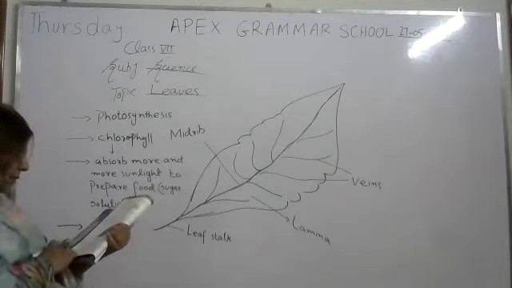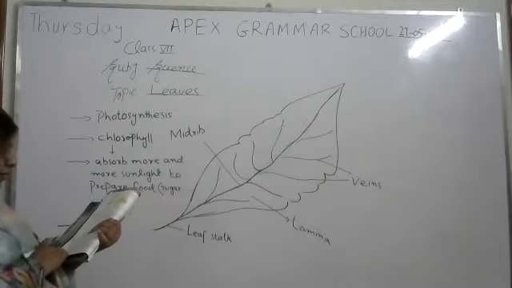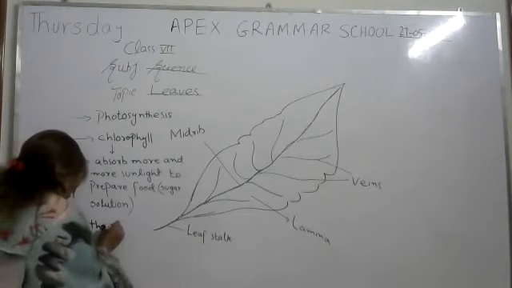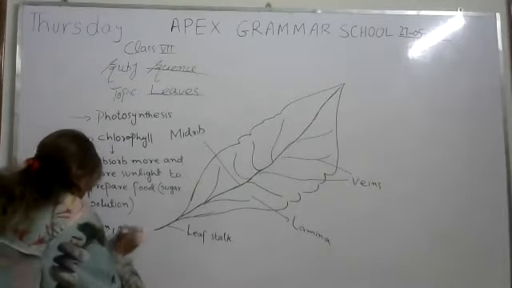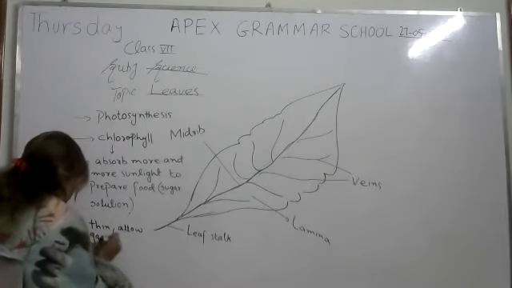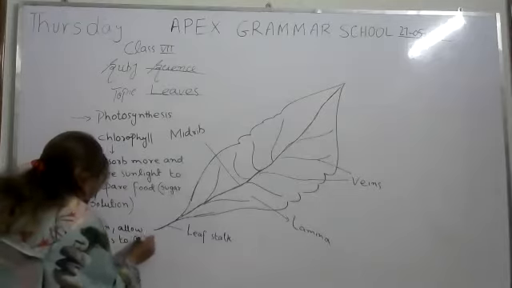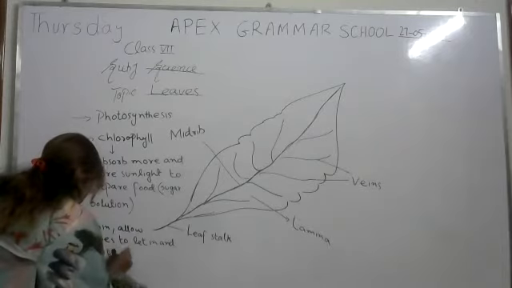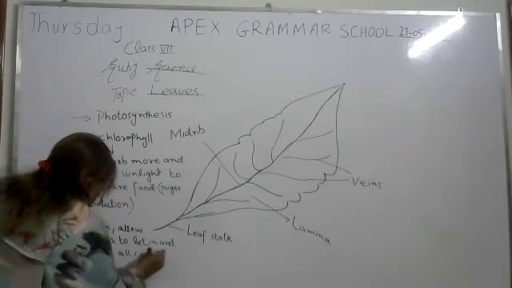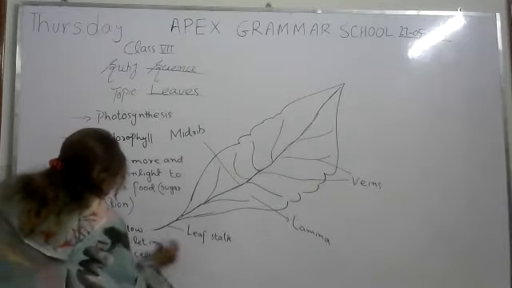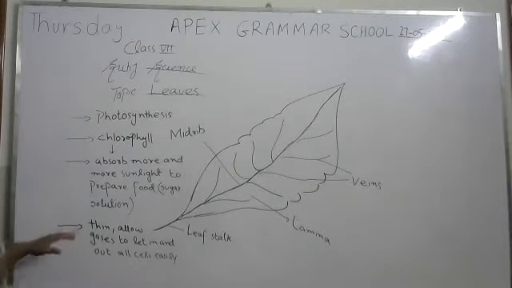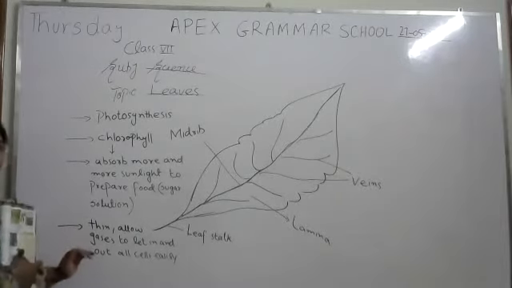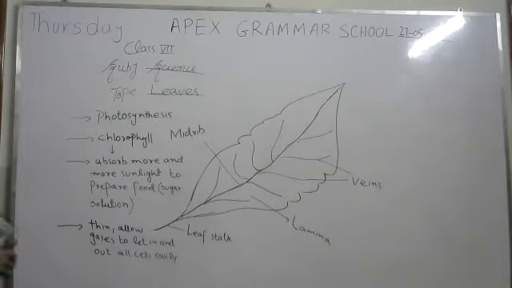Second is that they are thin so that gases can get to all the cells easily. They are thin and allow gases to let in and out of all cells easily. The next important function of a leaf is that they have thin cells because they allow gases to go in and out of each and every cell. Okay.